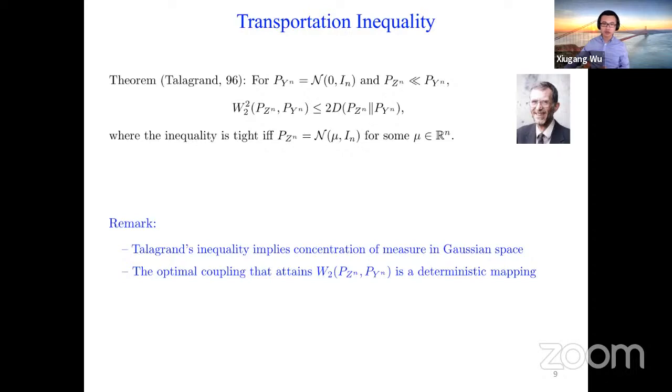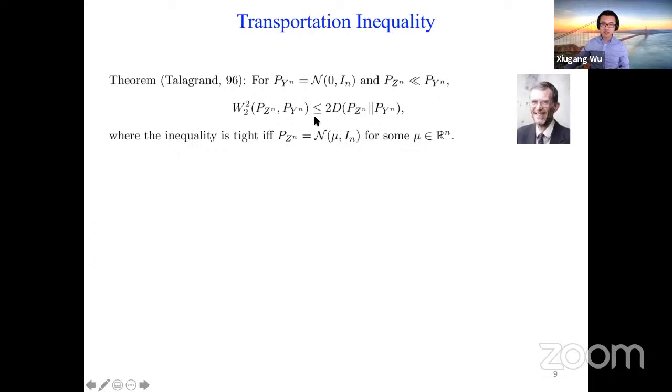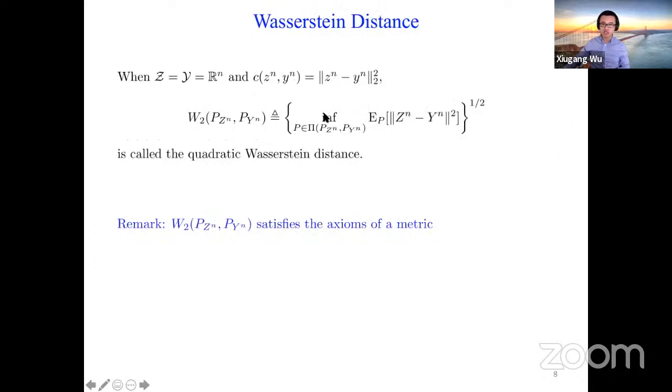But as one of the breakthroughs in the 80s, there's a very famous Brenier theorem, which says that under this assumption, Yn is sub-standard Gaussian, PZn is absolutely continuous with respect to PYn. Under this assumption, as well as the cost function choice being the Euclidean distance squared, even though you have allowed for random mappings from Zn to Yn, it turns out that the optimal coupling that achieves this minimum is indeed given by a deterministic mapping from Zn to Yn.